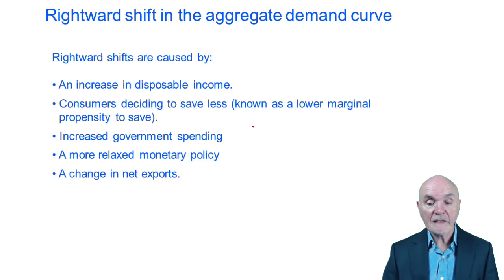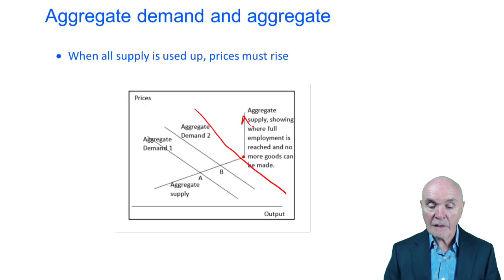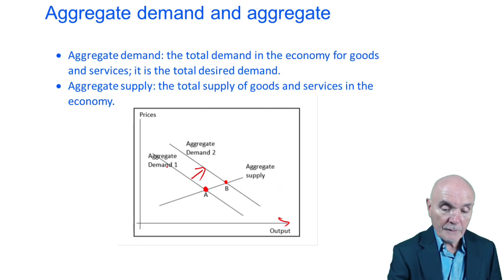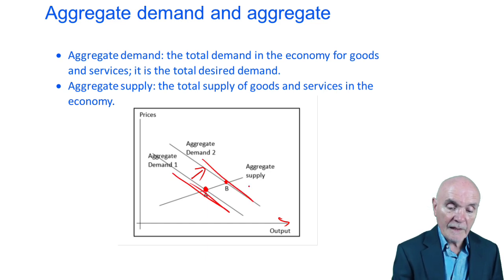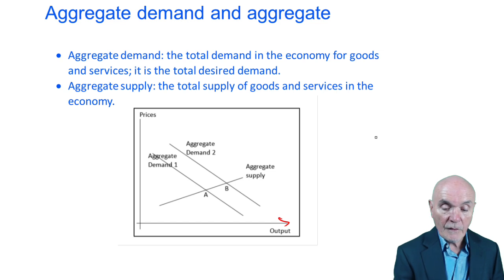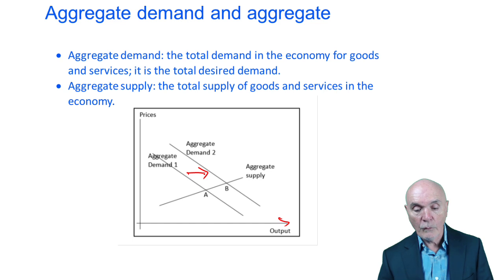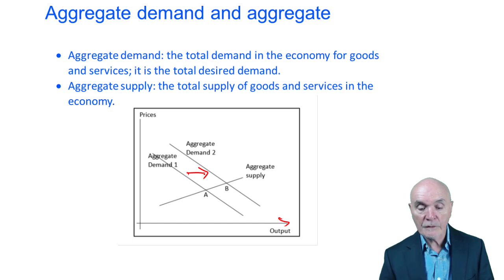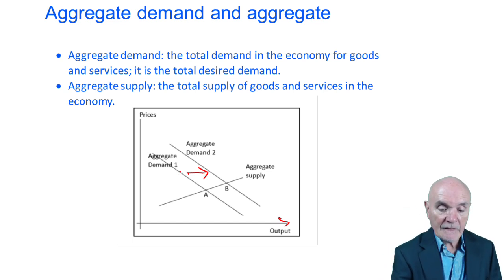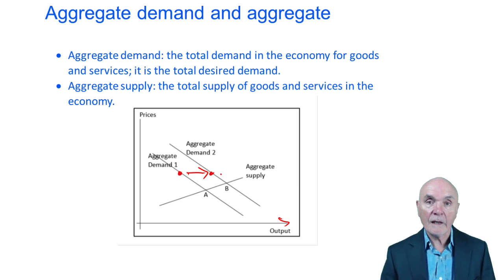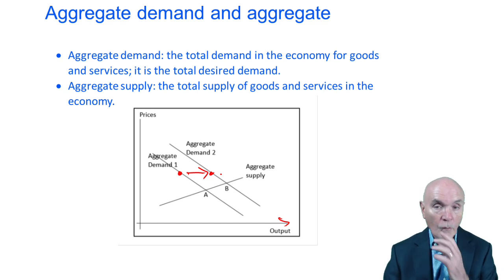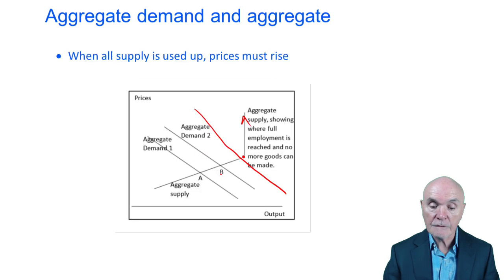A rightward shift in the aggregate demand curve, this is what we're looking at now. We're not talking here about moving up and down the curve. We're not talking about going like that. We're talking about a rightward shift. In other words, we're moving like that, from demand 1 to demand 2. That's a rightward shift. And it means that at any particular price of the goods, there's more demand. So we've stimulated demand, if you like, for goods, even though we haven't dropped the price of those goods.